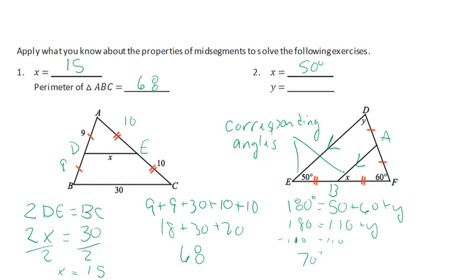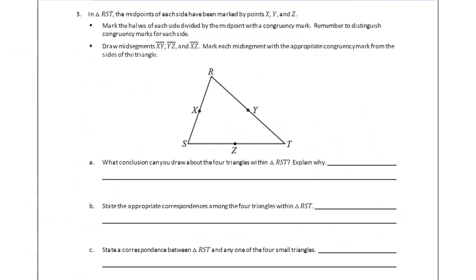And I get 70 degrees equals y. All right, we're rocking this out. Let's go to our next set of questions. We're going to get a little bit more complicated.